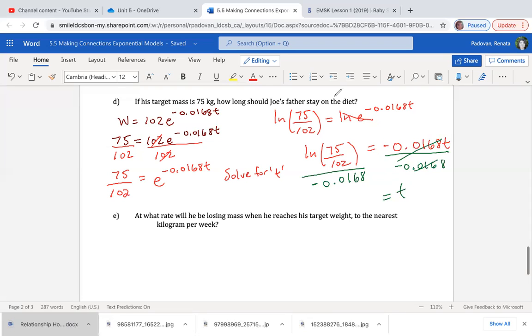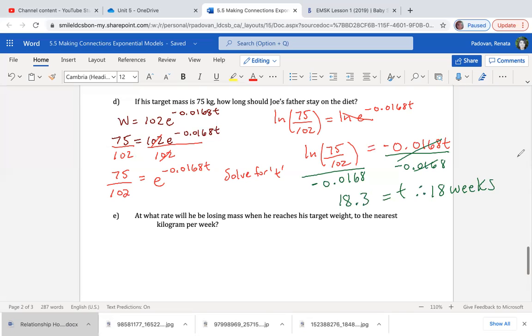It doesn't really give us what to round to here. So again, I have approximately 18.3. So, you should put your therefore statement, right? Therefore, Joe's father should stay on the diet for just over 18 weeks, or about 18 weeks.